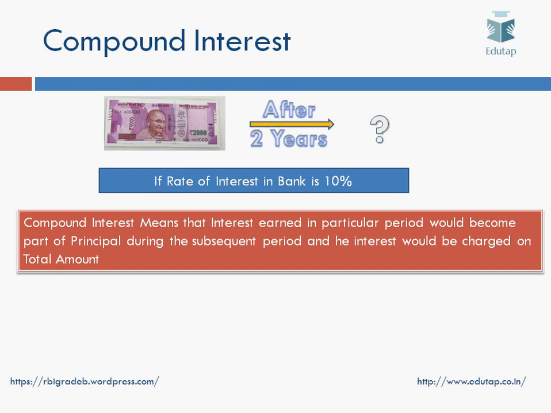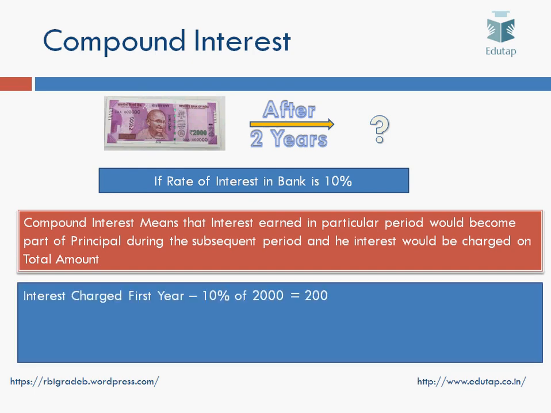Let's discuss an example on this. We will solve this example. So interest charge for the first year in this case would be same as the simple interest, which would be 10% of 2000 equal to 200. Interest charge in second year would be 10% of 2000 plus 200. This is very important to note here. We are not calculating it as 10% of 2000 as we did it in simple interest.